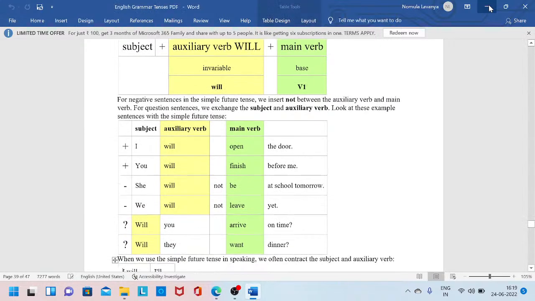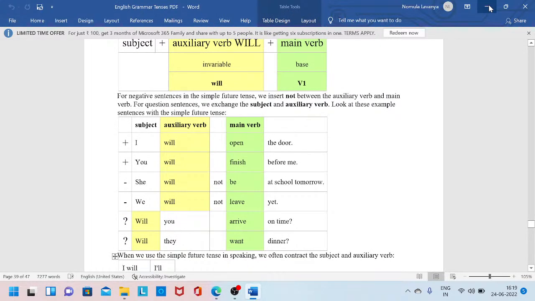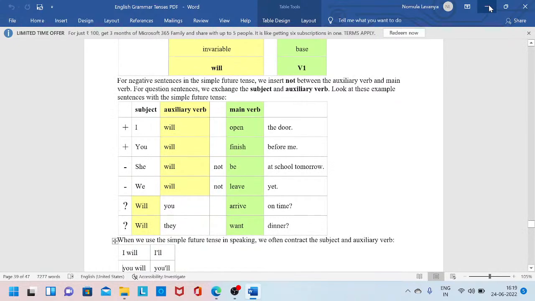For the question formation, we exchange the subject and auxiliary verb, like "You will arrive on time." "Will you arrive on time?" "Will they want dinner?" So here, see, the auxiliary verb and the subject were exchanged. So this is the formation.